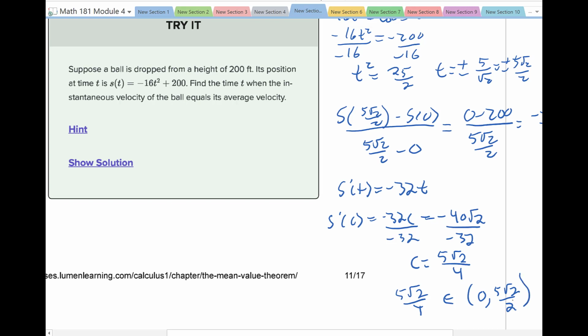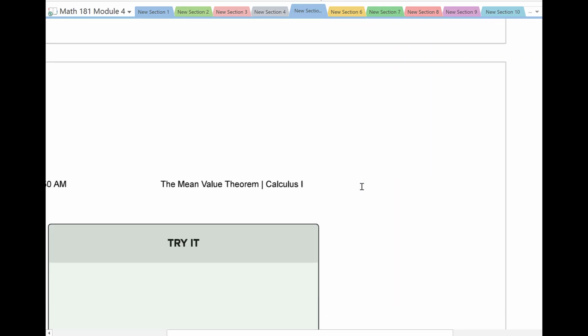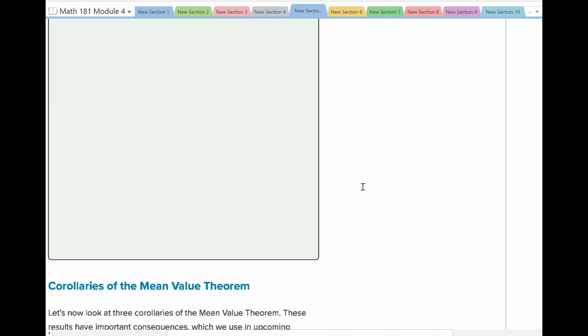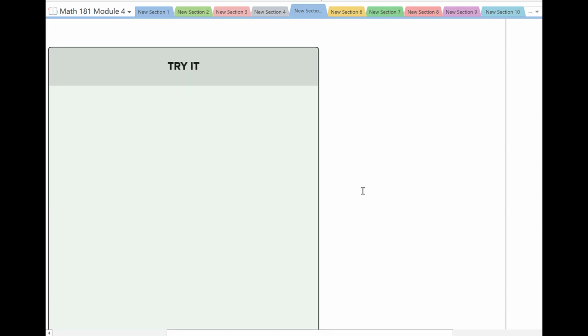Okay, fun stuff. Now, this isn't quite the end of this section, it's the end of the problems, but I do want to walk through the corollaries at the end of this, so let's go through those. Oh, wait, there's one more problem. I didn't see that one.